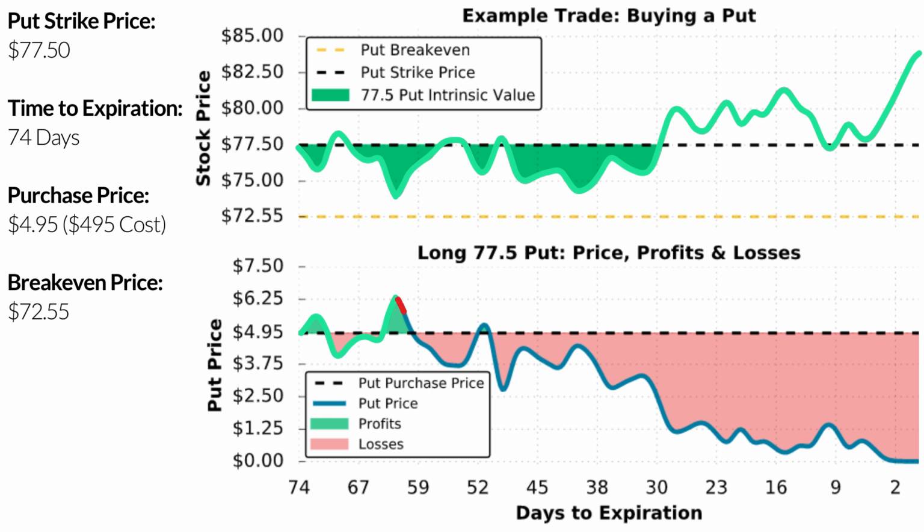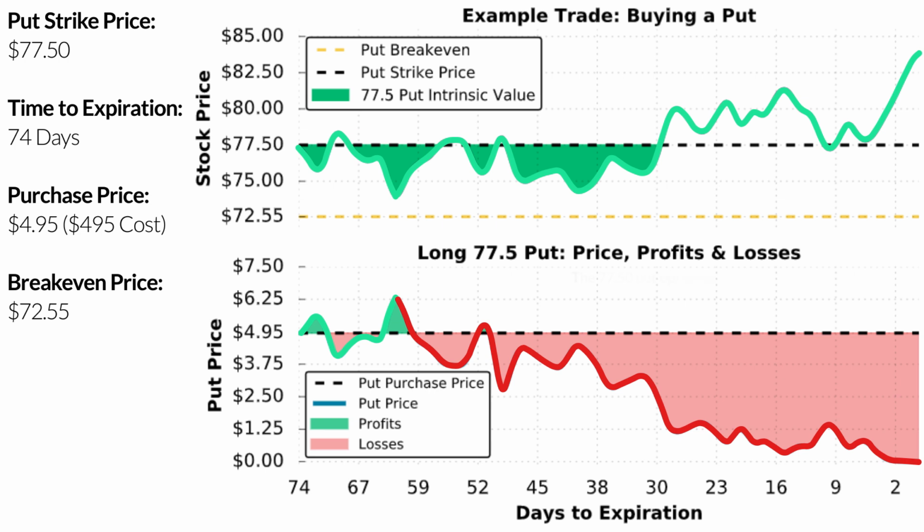The put's price decreases steadily because as time passes without a decrease in the stock price, it becomes less likely that the put option will become significantly more valuable before it expires, as there's less time for a big stock price decrease as the option gets closer to its expiration date.